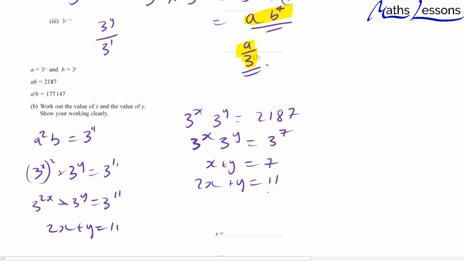So we now have these simultaneous equations. If we take the top one away from the bottom one, we can see that x equals 4. x away from 2x is 1x, y away from y is nothing, 7 away from 11 is 4. And we know that 4 plus 3 is 7, so therefore y equals 3.